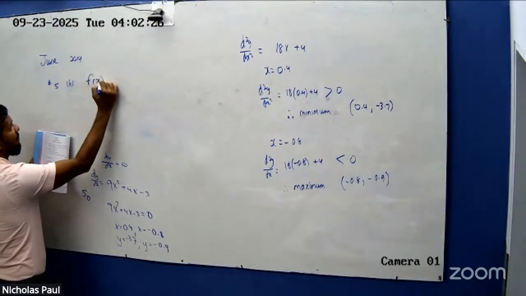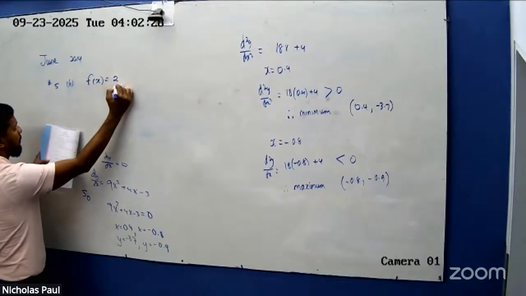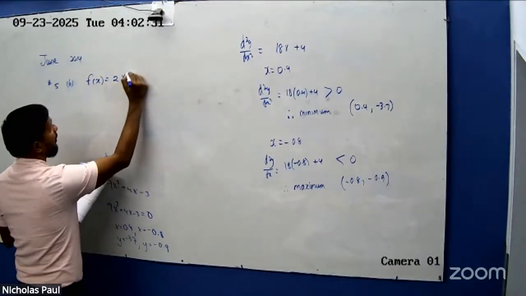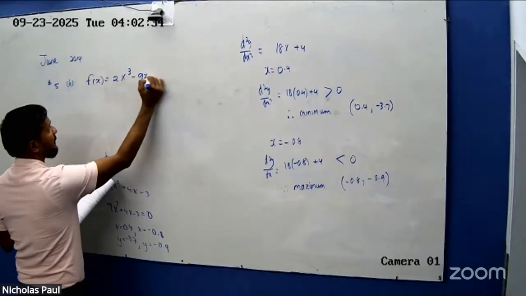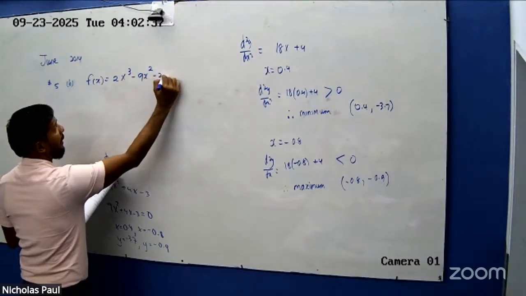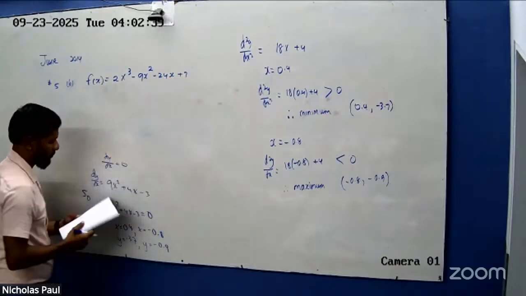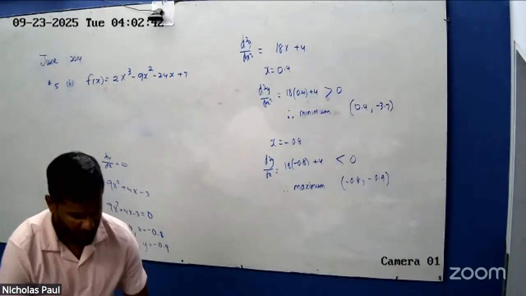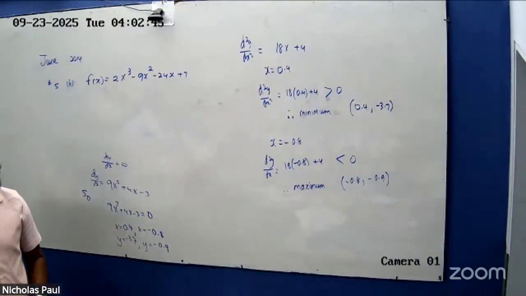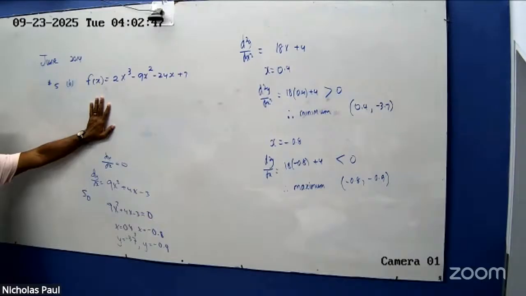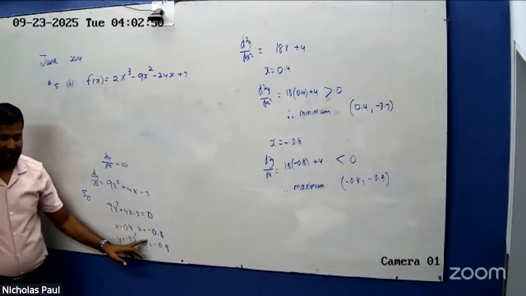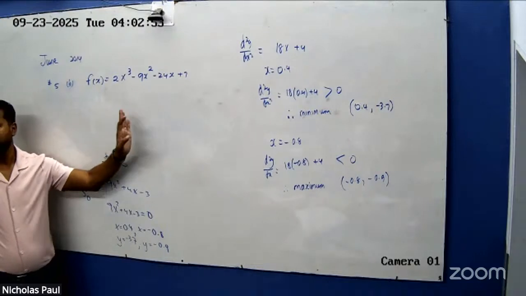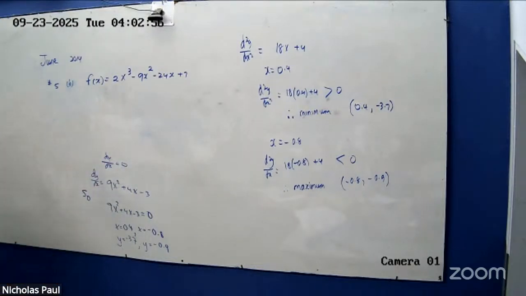Given that f of x is equal to 2x cubed minus 9x squared minus 24x plus 7. Part 1, find all the stationary points, so please find x and y. And part 2, find the nature of each stationary point.